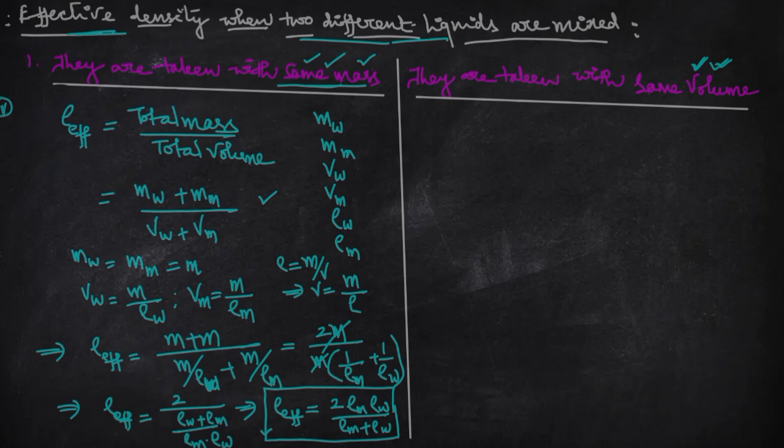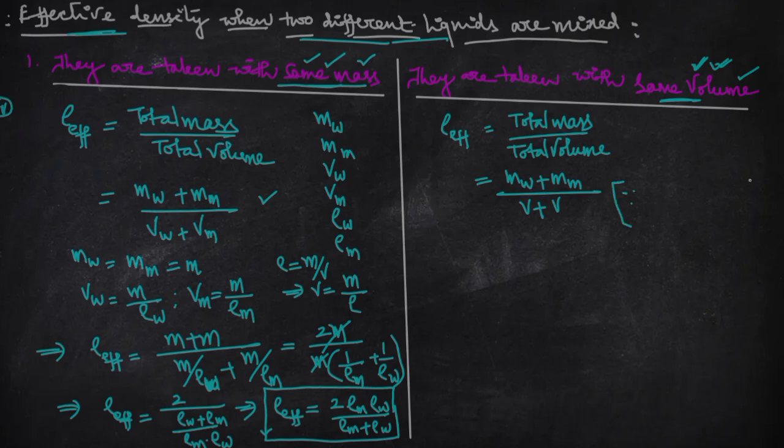This is the other condition in which they are taken with same volume. Again, the effective density is equal to total mass by total volume. Total mass is mw plus mm by total volume. The volumes are same, so volume of water and volume of milk both are same. I am taking that as V, so it is V plus V. Since the given condition is volume of milk is equal to volume of water, for our convenience, take it as V.